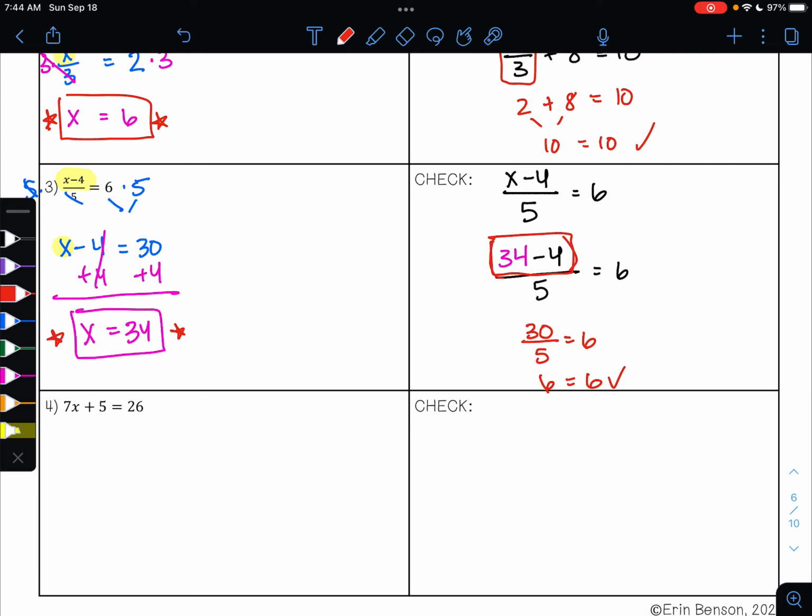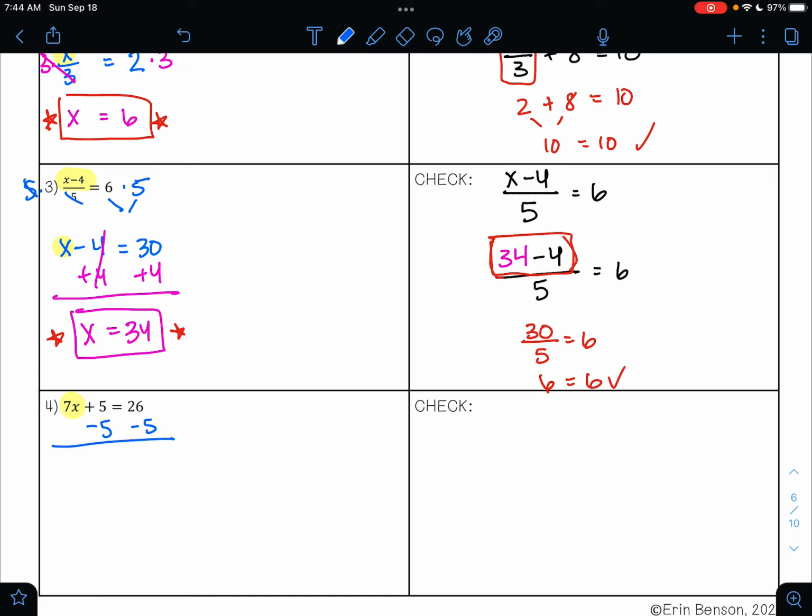Let's look at our last one here. Here we have 7x plus 5 equals 26. I want to get the term with the variable by itself. So what operation is happening to 7x? Addition. We are adding 5 to 7x. So to undo addition, I'm going to do subtraction. And so I'll bring down my 7x. 5 minus 5 is 0. 26 minus 5 is 21. Are we done solving this problem? No, we want to get x by itself.